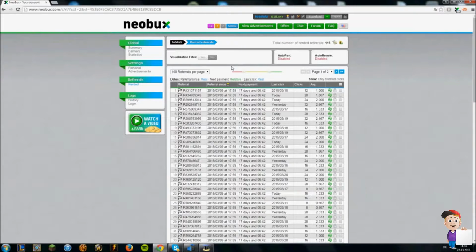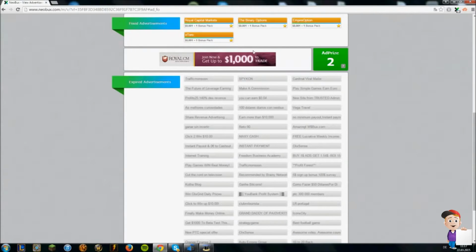So what can those rented referrals do for you? Those referrals simply work for you. They do the same thing you do. They view advertisements. You remember those 4 golden ads I talked about earlier? This one, here. Your referrals click those 4 golden ads, and for each of them you get half a cent. So with 4 clicks you can get 2 cents in total for each referral every day.